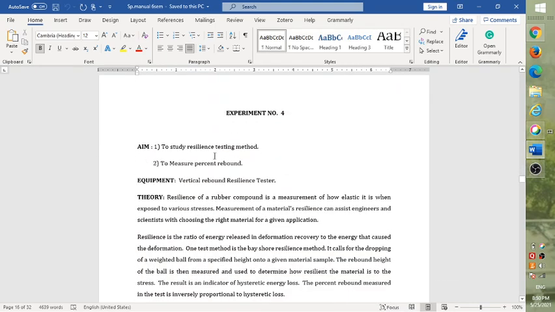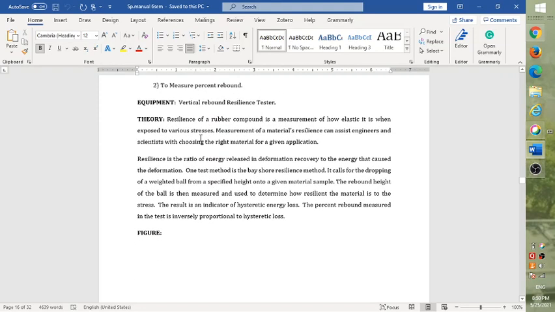Now they study the resilience testing method to measure percent rebound. The resilience of a rubber compound is a measurement of how elastic it is when exposed to various stresses. Measurement of a material's resilience can assist engineers and scientists with choosing the right material for a given application.